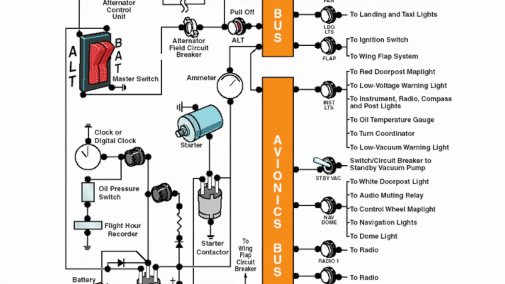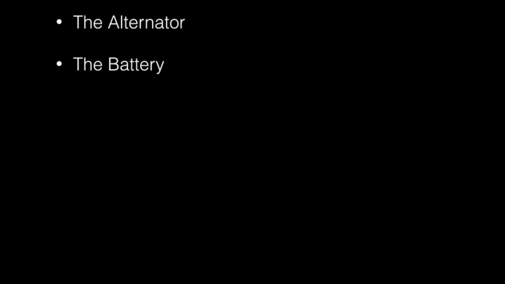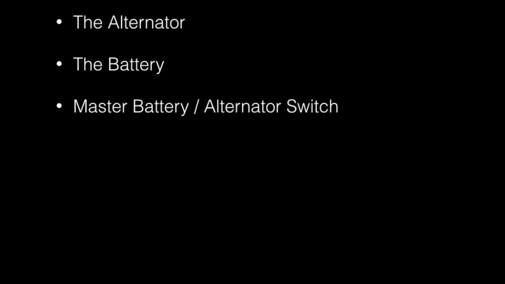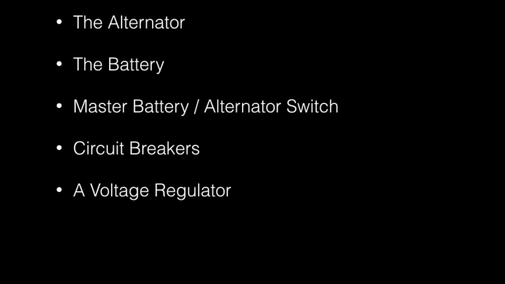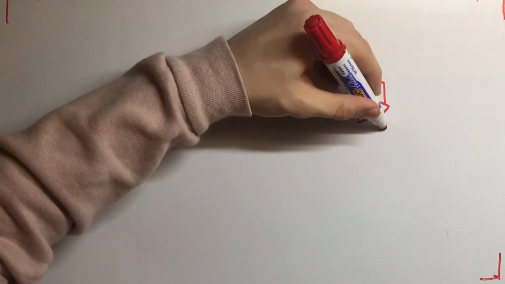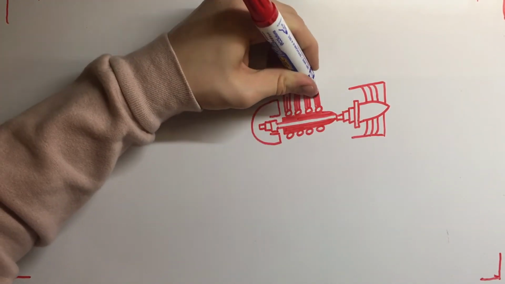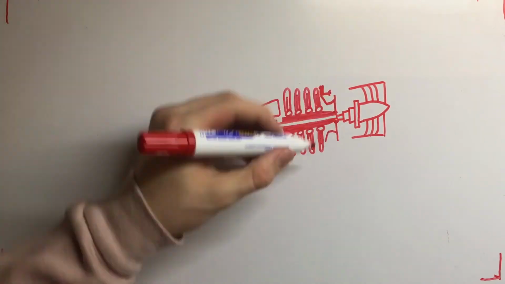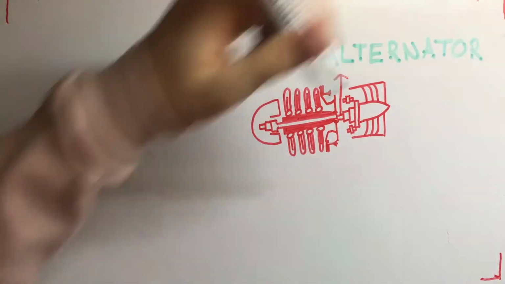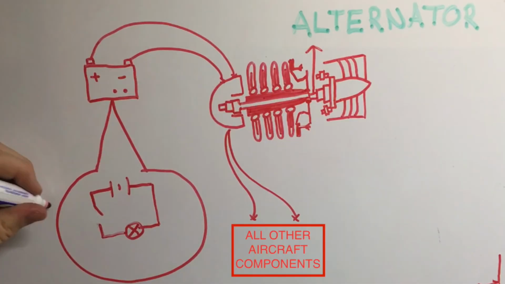The essential components of the electrical systems of a fixed-wing aircraft are the alternator, the battery, the master battery and alternator switch, circuit breakers, a voltage regulator, an ammeter and a load meter. The alternator is the main source of electricity for an aircraft. Like a car, it uses the engine's circular motion to make electricity. It constantly powers all components and charges the battery simultaneously. Alternators generate alternating current, which is immediately converted to direct current to be used in the electrical system. The alternator's output remains relatively constant throughout all engine speeds.